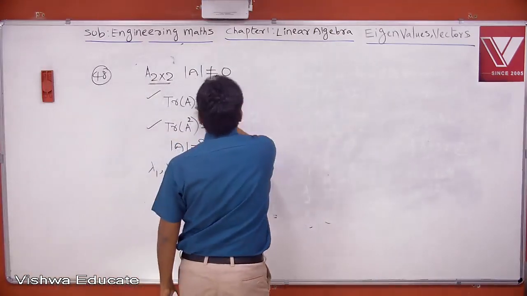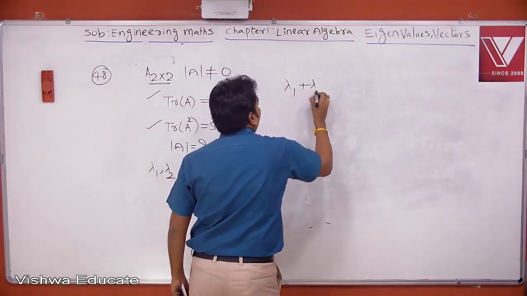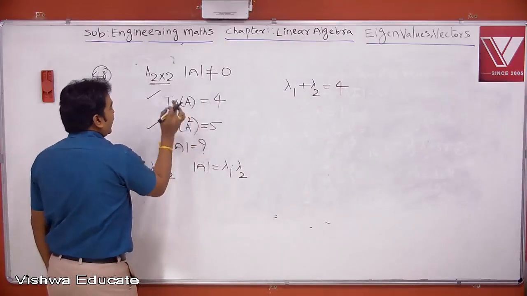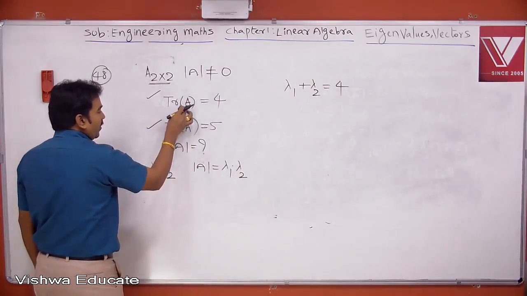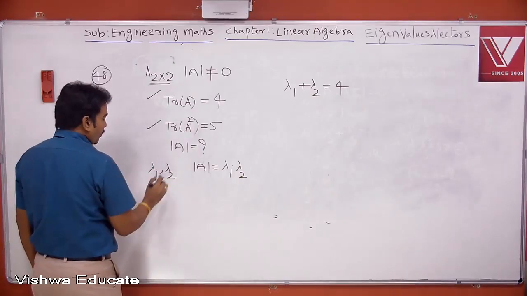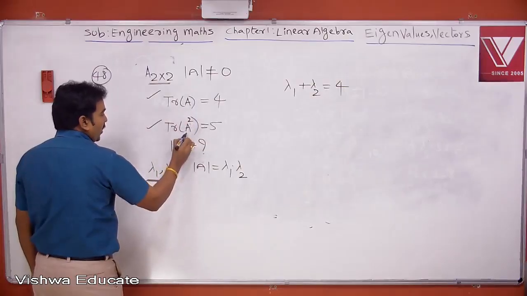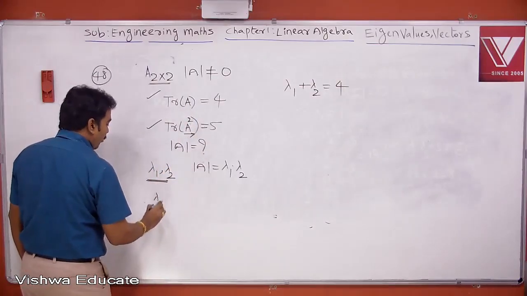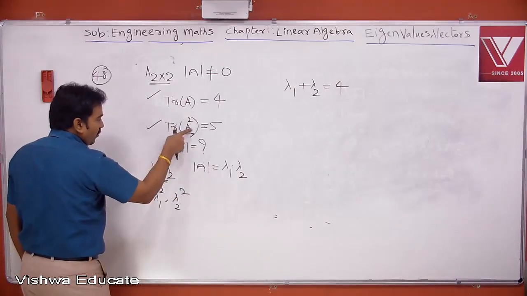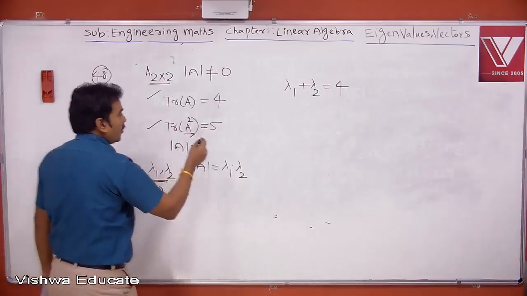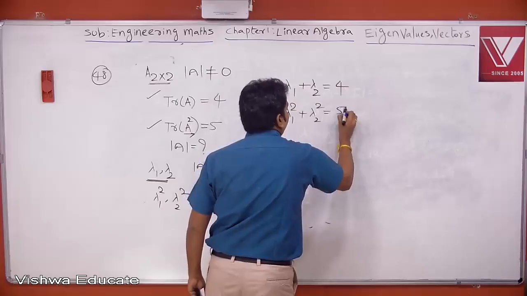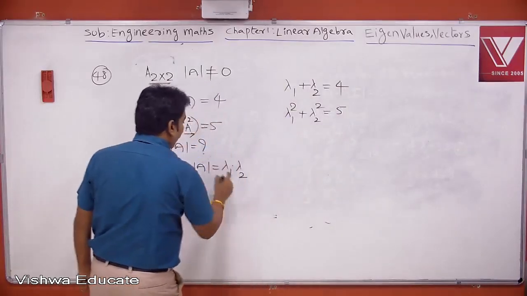Now, here, trace of A means sum of eigenvalues. Lambda 1 plus lambda 2 equal to 4. Now, here, trace of A square. If lambda 1, lambda 2 are eigenvalues of A, then lambda 1 square, lambda 2 square are eigenvalues of A square, because these two are eigenvalues of A. If these two are eigenvalues of A square, the trace of A square is sum of these two. So trace of A square means lambda 1 square plus lambda 2 square. This is given as 5. So we need to find lambda 1, lambda 2.